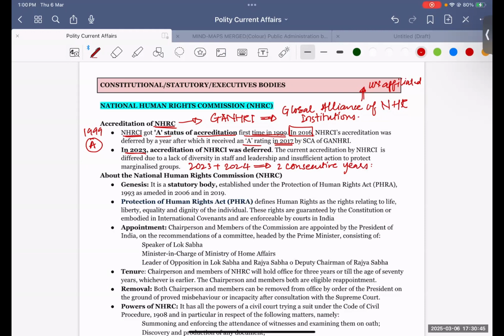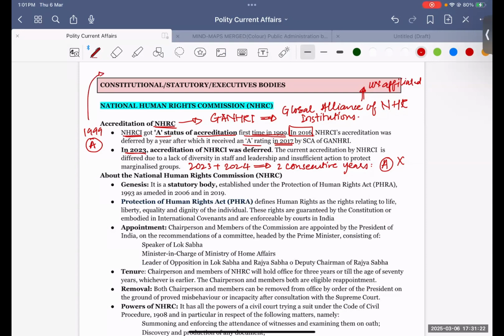Okay. And now what is the major difference? That A rating has gone. Okay. So A rating has been suspended for 2 consecutive years. That's why it is in news. So why is this rating important? Because if our NHRC doesn't have a rating, it cannot represent our country at the UN Human Rights Council.